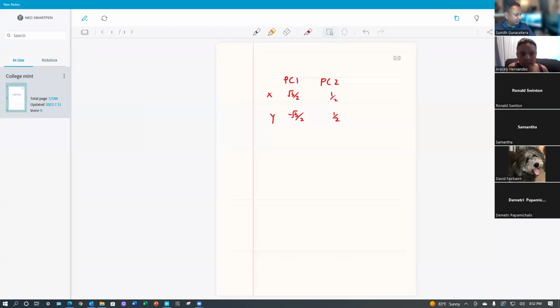You can get this done in two ways. When loadings are used for principal components, can I use the loadings? Yes, I can use the loadings, or I can use the eigenvectors. Either one can be utilized.